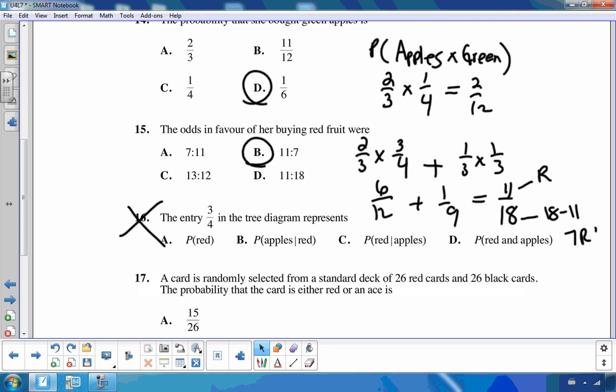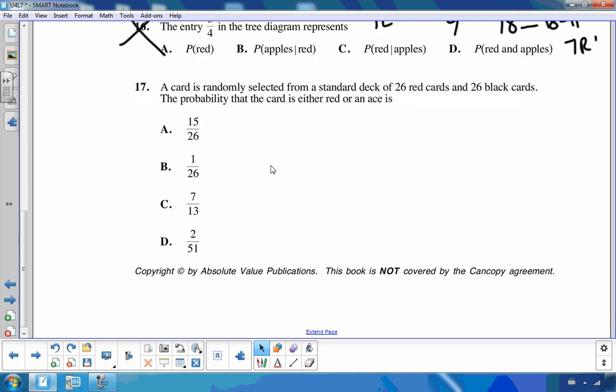Okay, so we'll skip number 16 and we'll go to number 17. A card is randomly selected from a deck of 26 red cards, 26 black cards. What is the probability that the card is either red or an ace? Well, let's look at that. So we have 26 out of 52 red cards, and we have 4 out of 52 cards that are aces.